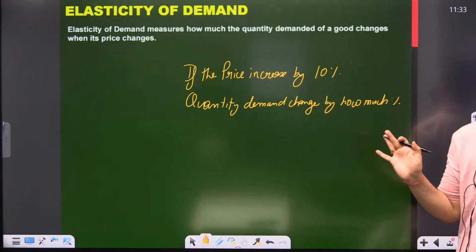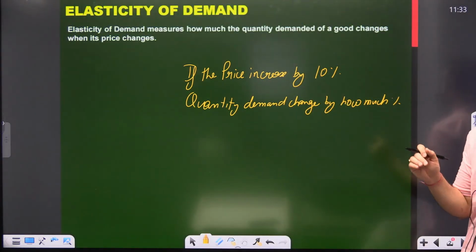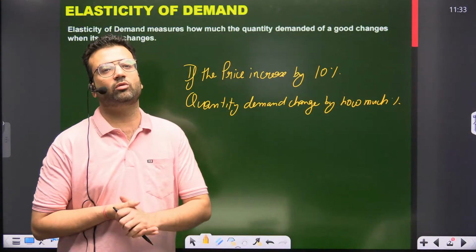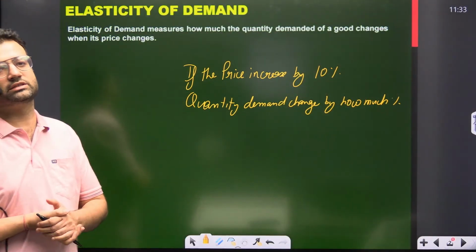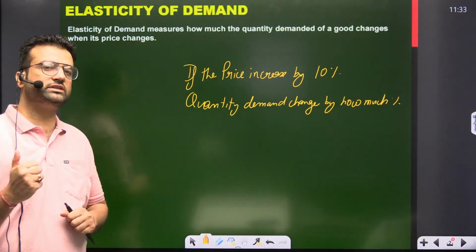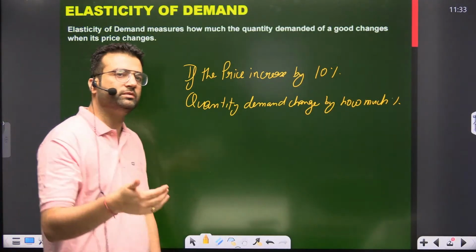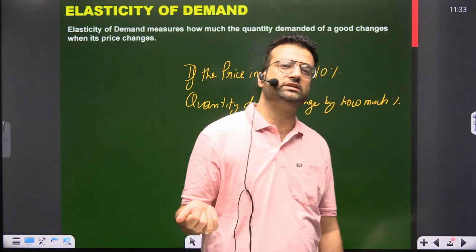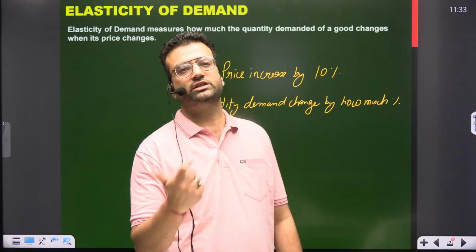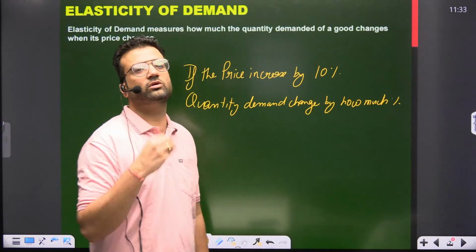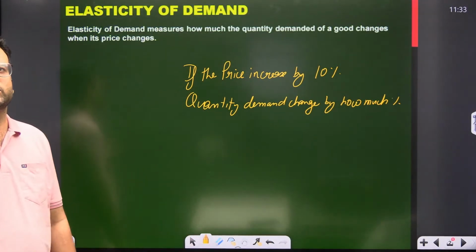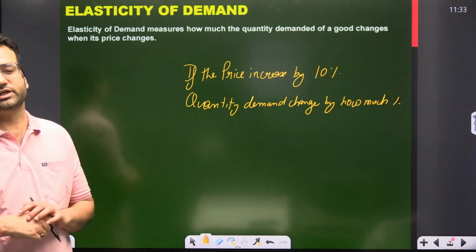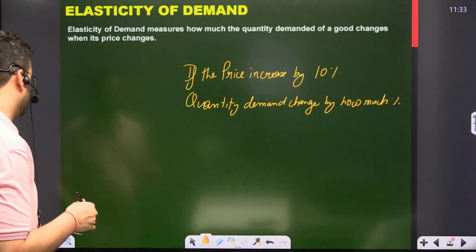So what is elasticity of demand? It means when the price changes by any percentage, what is the change in quantity demanded? If I say price increased by this much, what is the impact on quantity demanded? If I say price changed by this much, what is the change in quantity demanded? This is all elasticity of demand. So elasticity of demand means how a change in price is reflected in demand.